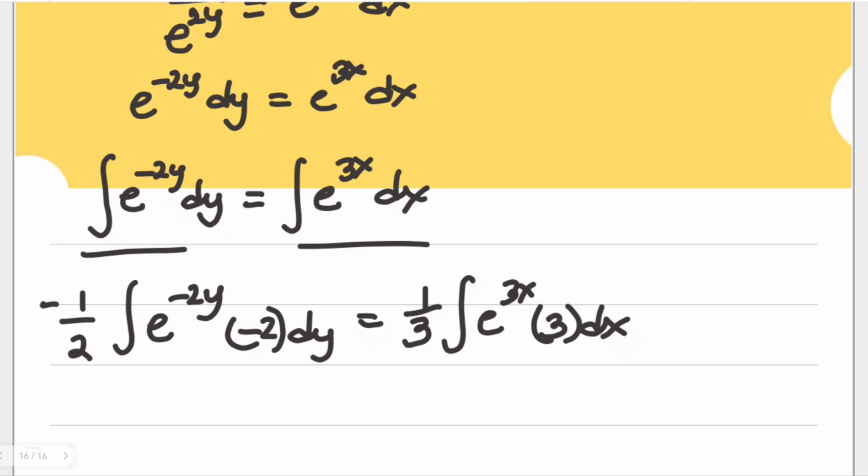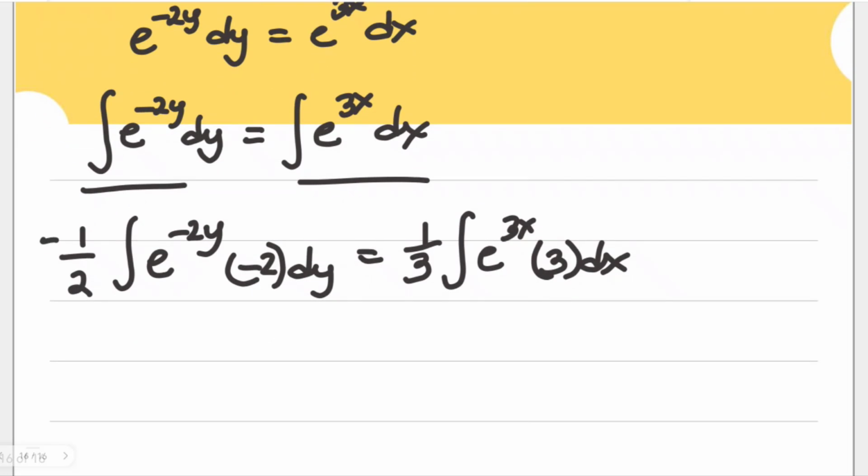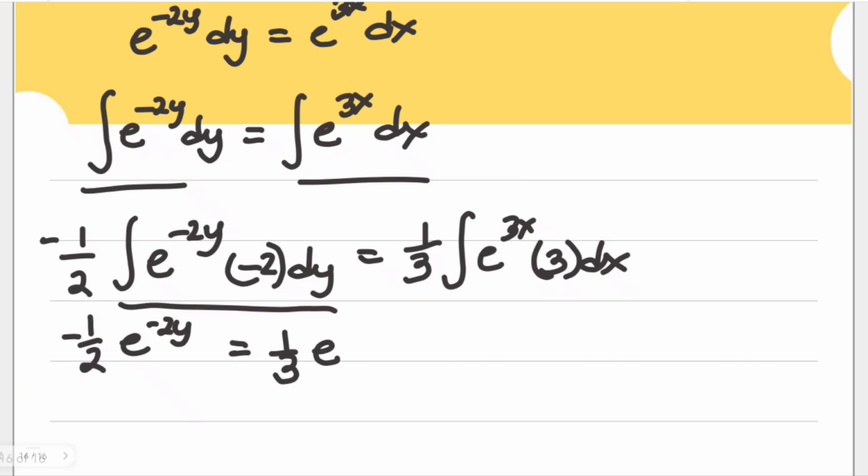So let's continue. You have negative 1/2, then the integral of this expression is just e to the power of negative 2y, equal to 1/3 times e to the power of 3x on the other side, and then plus c. Of course, you can also have plus c on the other side, but since they are arbitrary constants, they can be combined into another c, so let's have that in this case. Now, let's try to finalize this.